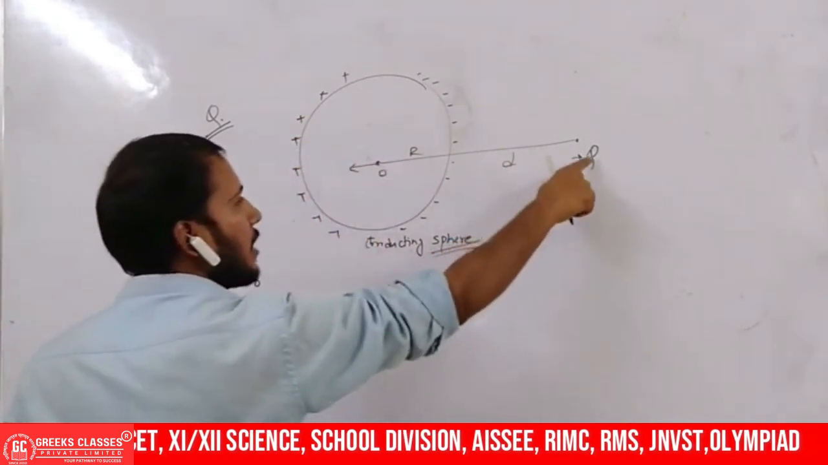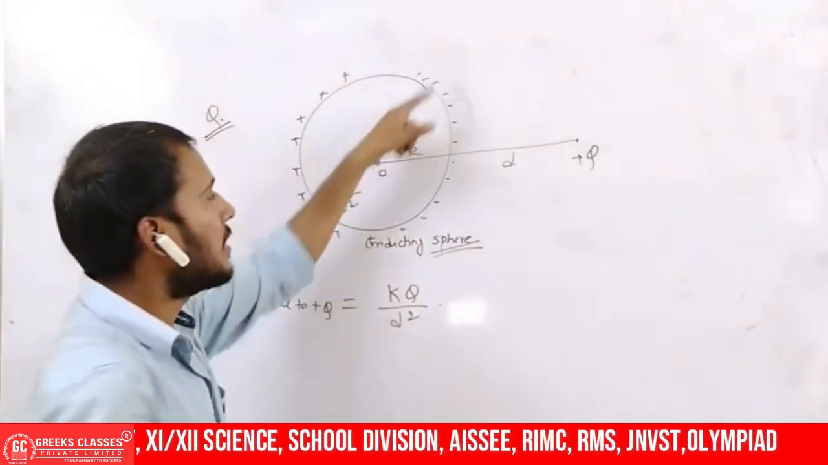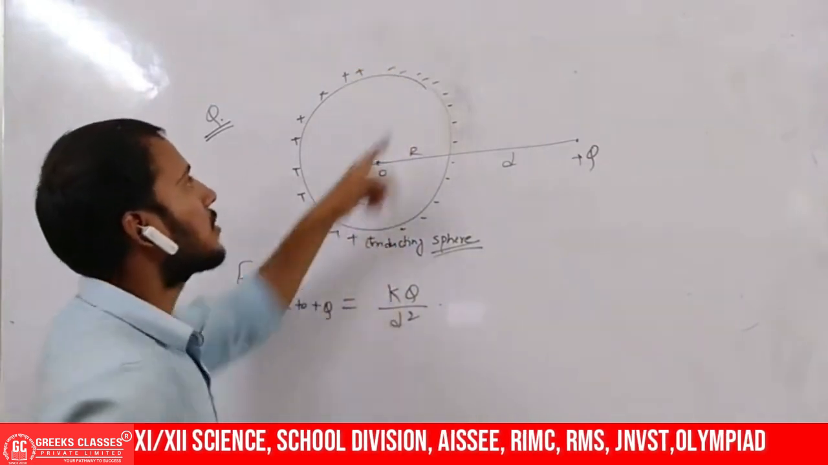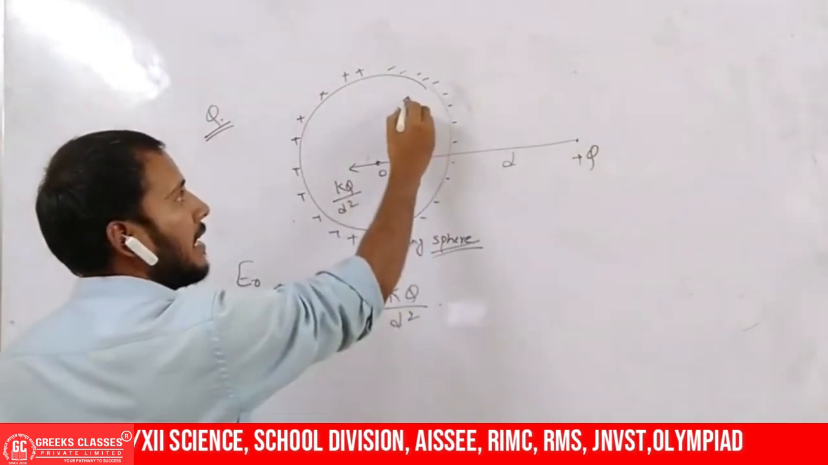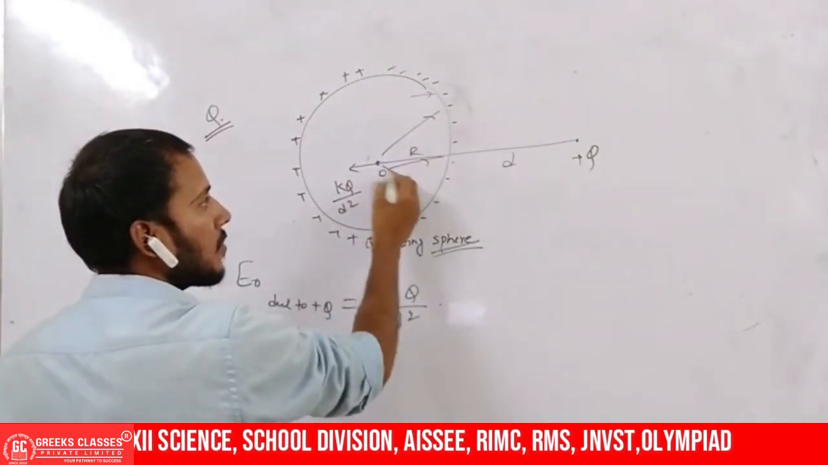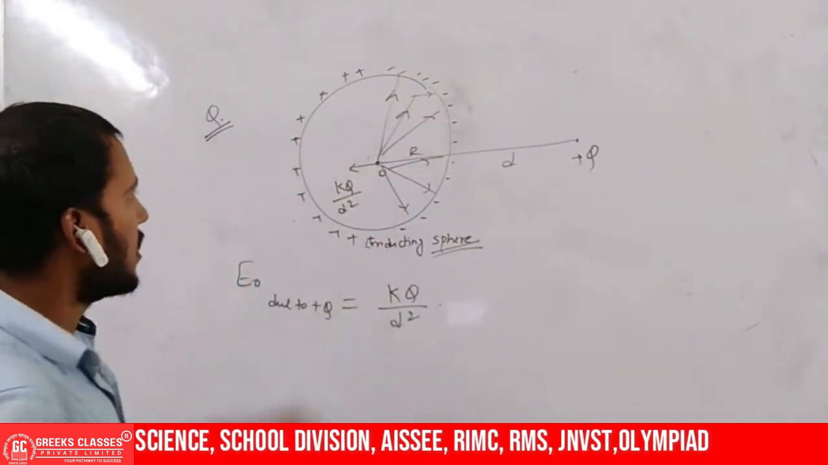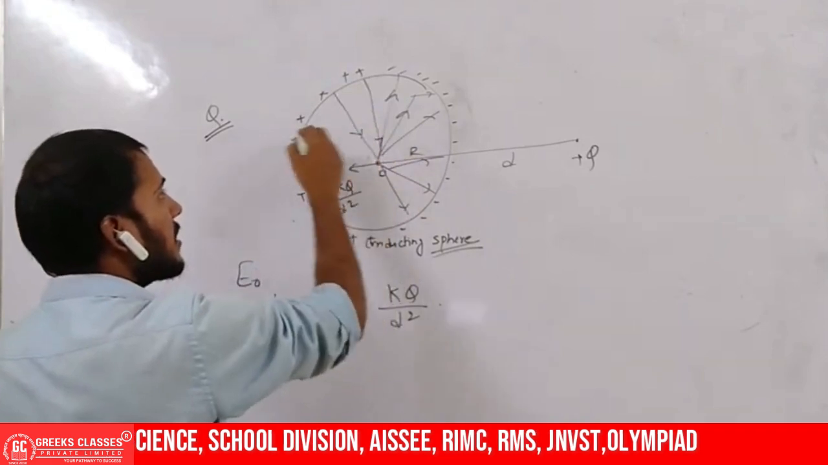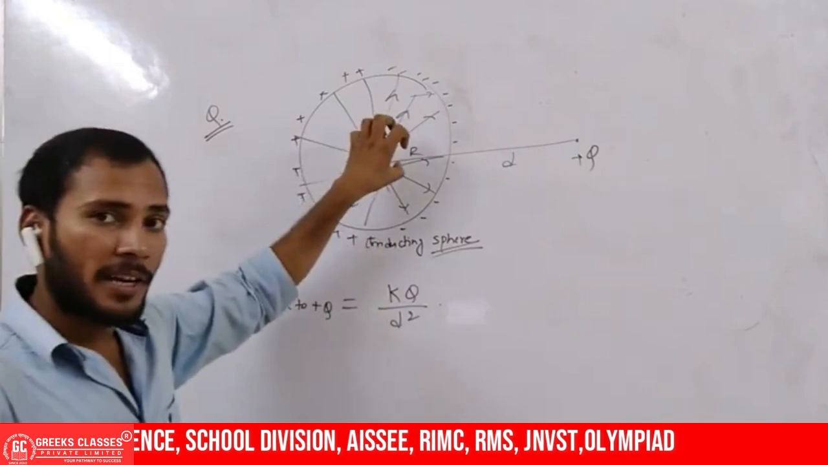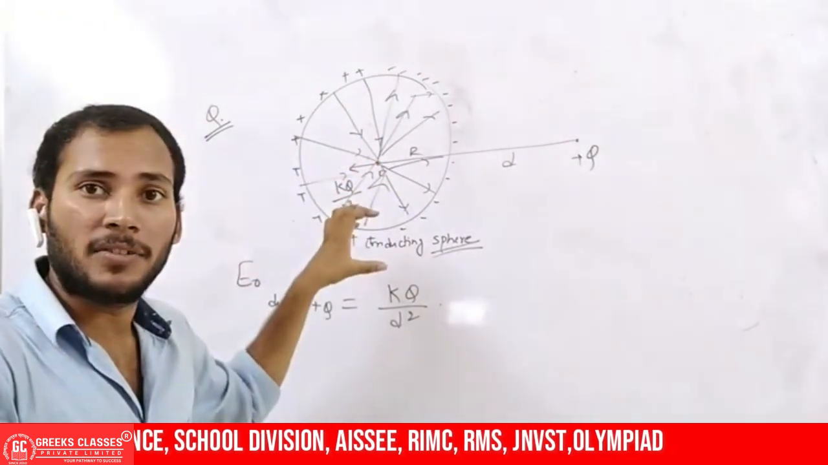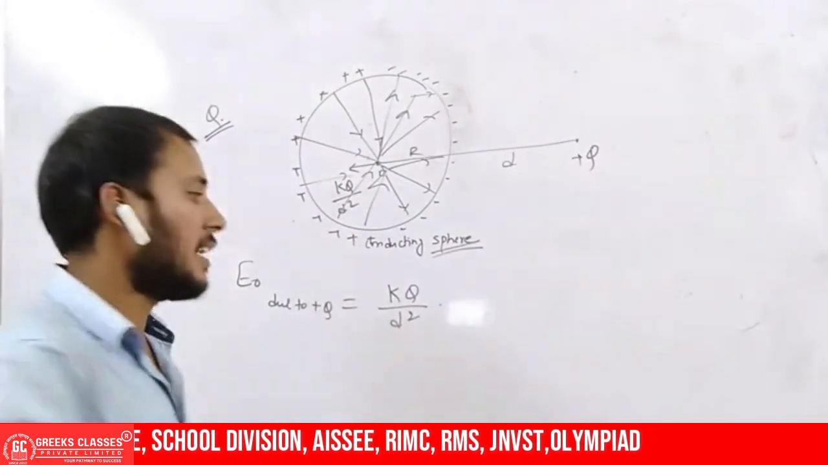So initially the electric field due to this charge is KQ by d square in this direction. Now this negative charge has been induced on this surface and this positive charge on this surface. So due to this negative charge, an internal electric field in this direction will start getting created, and also due to this positive charge. So there will exist an internal electric field to counter this external electric field and to make the net electric field inside the sphere 0.